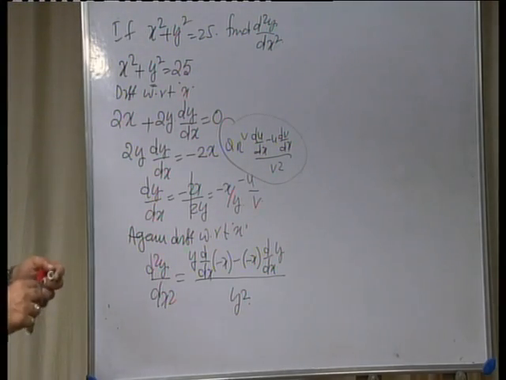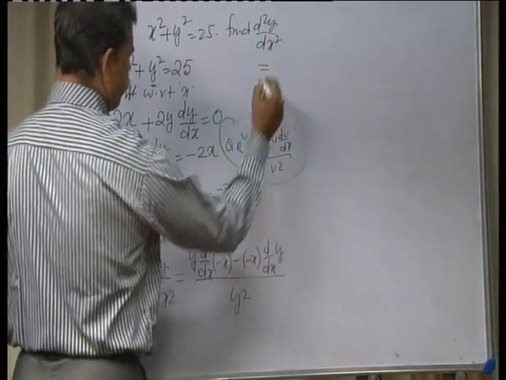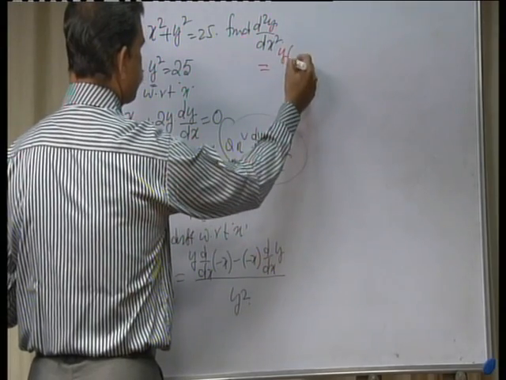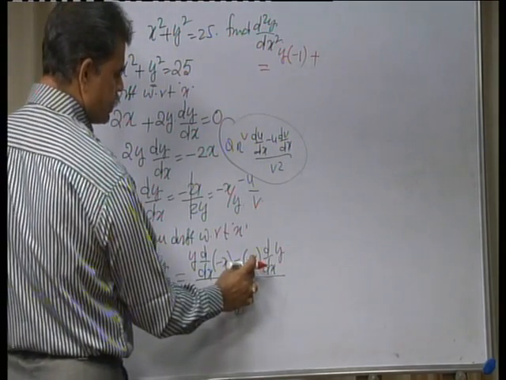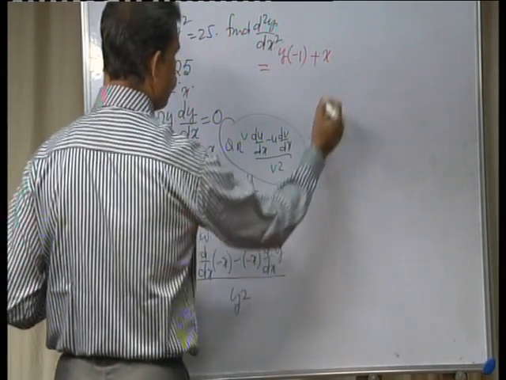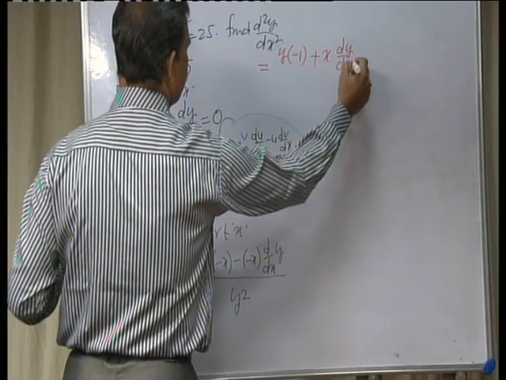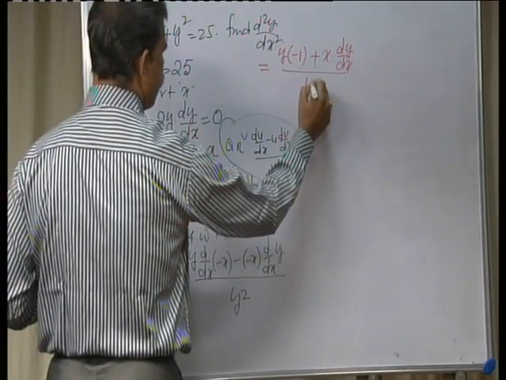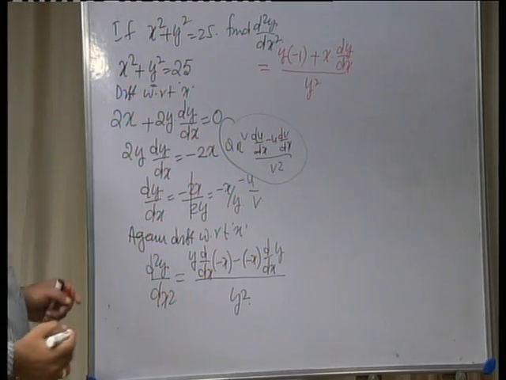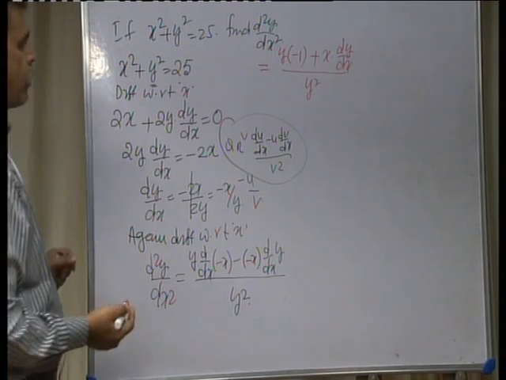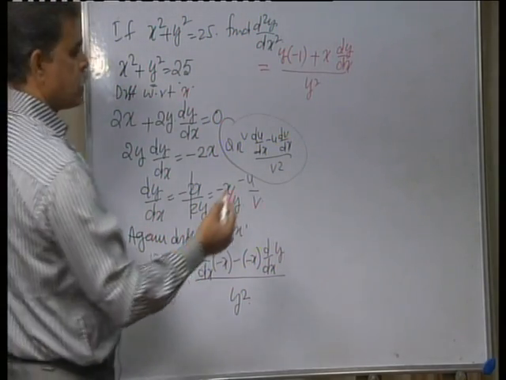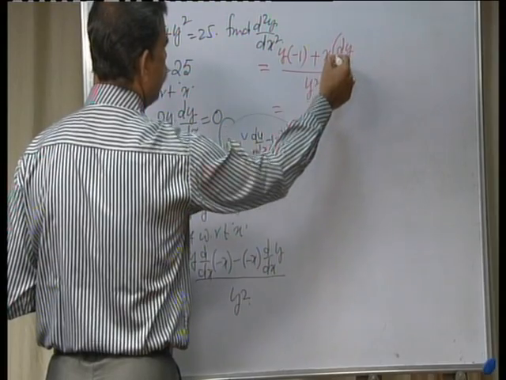Y square. Now, wherever we have d by dx, that is to be differentiated, other things are taken as they are. That is equal to y into differentiation of minus x, which is minus 1, minus of minus is plus x into differentiation of y, which is dy by dx only, whole divided by y square. So we have to get d square y by dx square, which is obtained in dy by dx. For that, we have to substitute the dy by dx value.